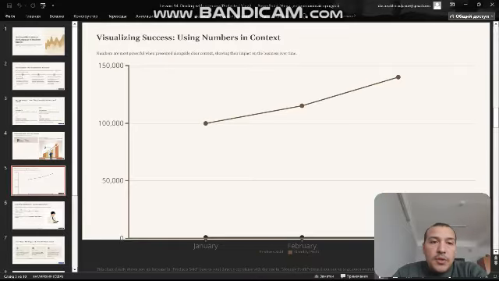So, visualizing success, numbers in context. Numbers are most powerful when presented alongside clear context, showing their impact on business over time. As you can see here, January, February, and March, we can see a general increase. In January, it was 100,000. In February, it is like 120,000, and in March, it is nearly 150,000.